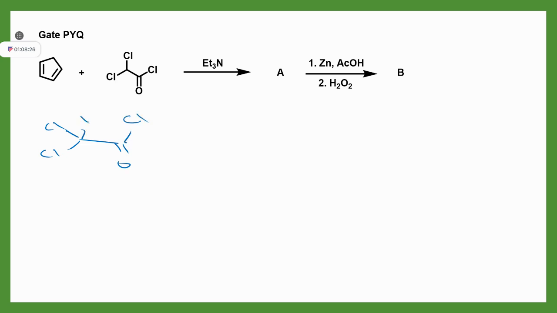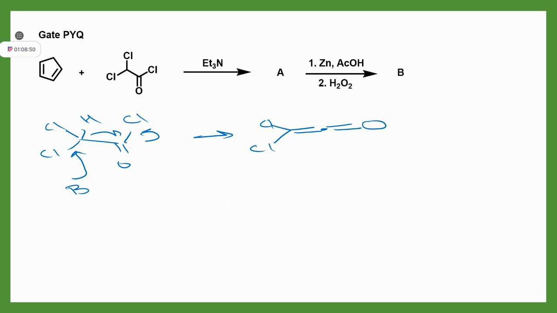See, this is your hydrogen, okay? Base is going to take this proton and you will get Cl, Cl, double bond C. Correct? We got this ketene, right?